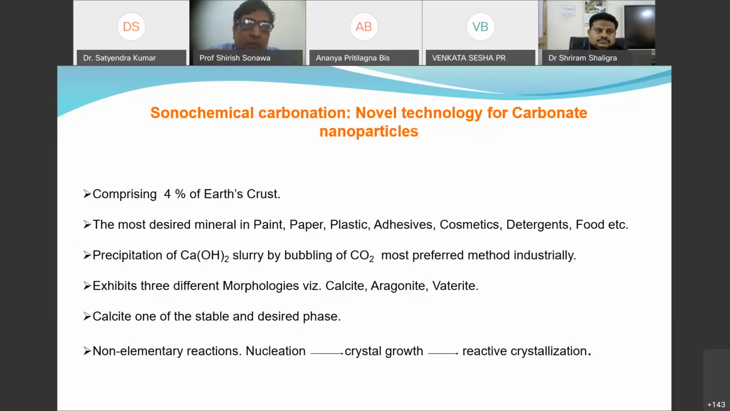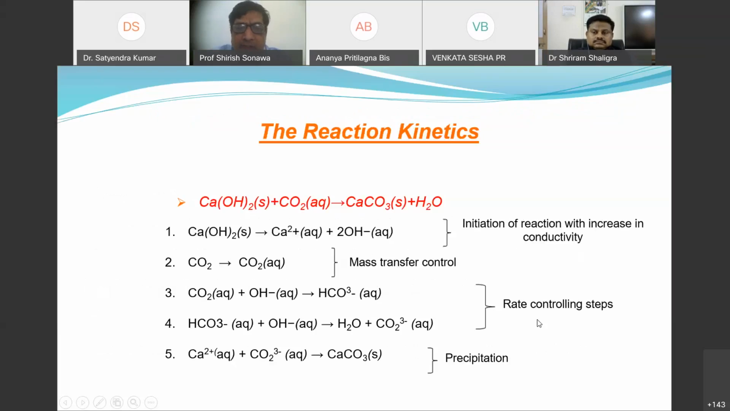This reaction is also a mass transfer with a chemical reaction in which calcium carbonate is being produced. So it is basically a non-elementary reaction, and you can have initiation, nucleation, and growth. So it is also a reactive crystallization process. Okay, so this is the mechanism.